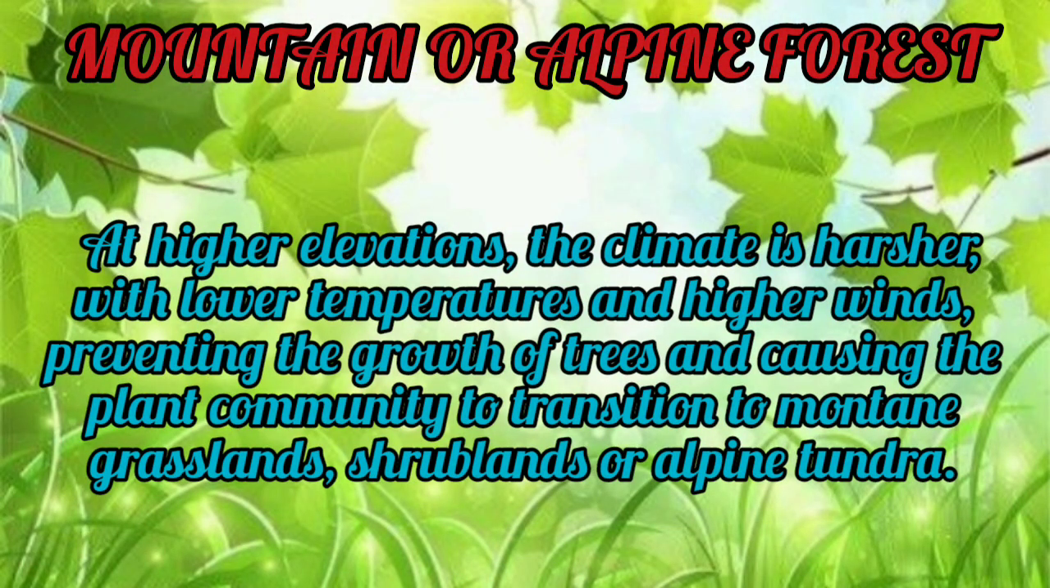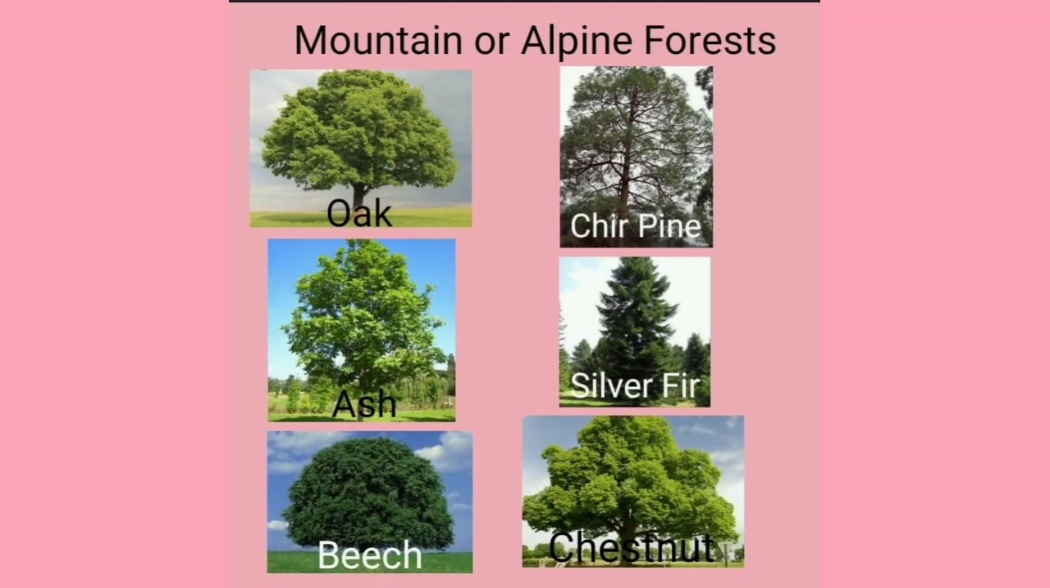At higher elevations, the climate is harsher with lower temperatures and higher winds, preventing the growth of trees and causing the plant community in transition to montane grasslands, shrublands or alpine tundra. Here are some of the pictures of the trees found in mountain or alpine forests, namely oak, chirpine, ash, silver fir, beech and chestnut.